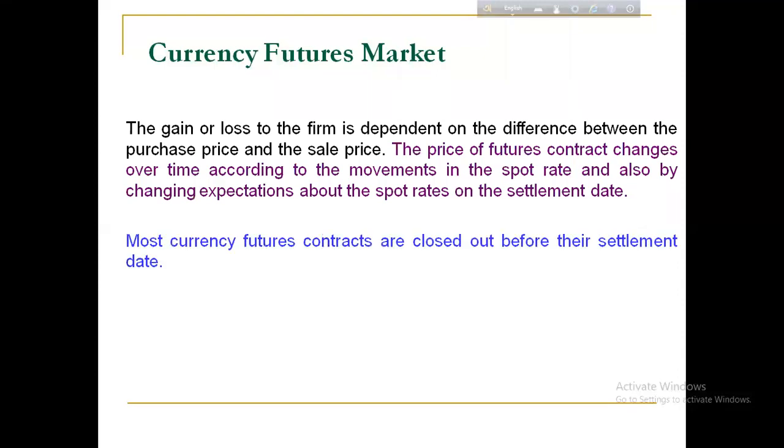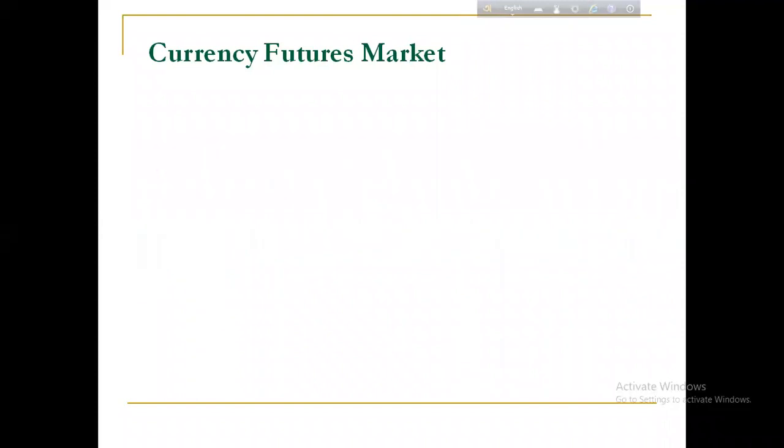In the currency futures market, the gain or loss to the firm depends on the difference between the purchase price and sales price. We know the spread is the difference between the ask price and sales price. The price of futures contracts changes over time according to the movements of the spot rate and also by changing expectations about the spot rate on the settlement date. So most currency futures contracts are closed out before their settlement date.